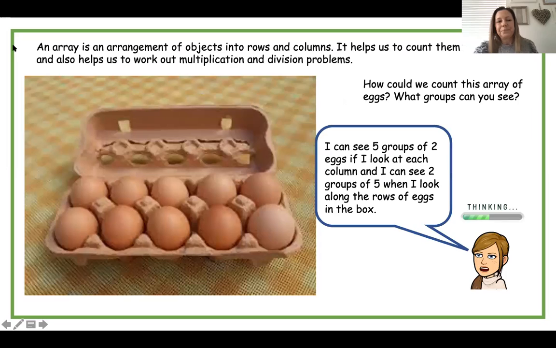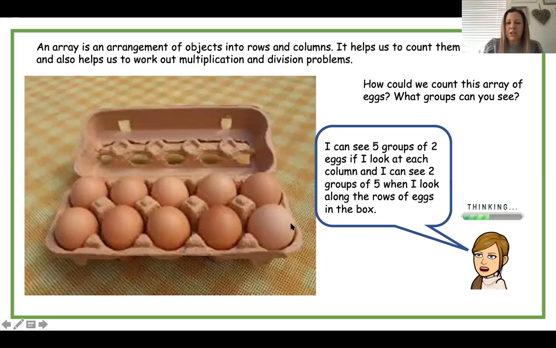So here we go. An array is an arrangement of objects into rows and columns. Okay, so a row here, when you look at the eggs, when we go across and count the eggs, that is the row. Just like when we're counting in ones along our 100 square, we're counting along the row. And here, there are two rows of eggs. So there's one row, and here's the second row of eggs.